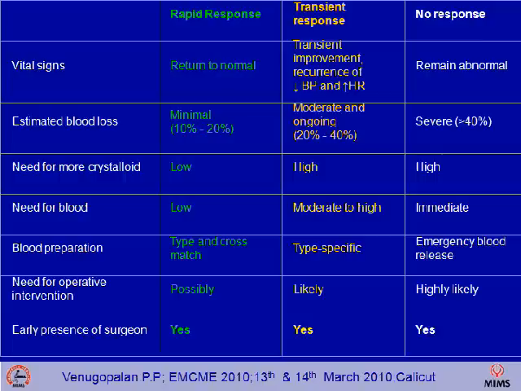They may not need a surgical consultation, and may not need a surgical intervention.